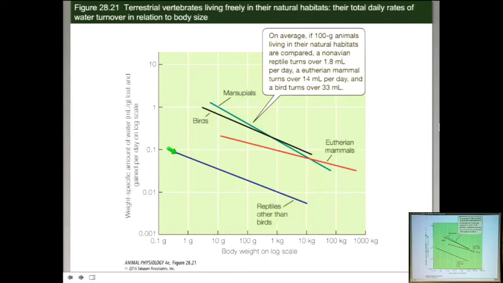So here are the numbers. The graph also gives you some numbers for the non-avian reptile here at the 100 gram equivalent is producing about 1.8 milliliters of water per day, whereas the eutherian mammal is producing about 14 milliliters per day, and the birds are losing 33 milliliters per day.